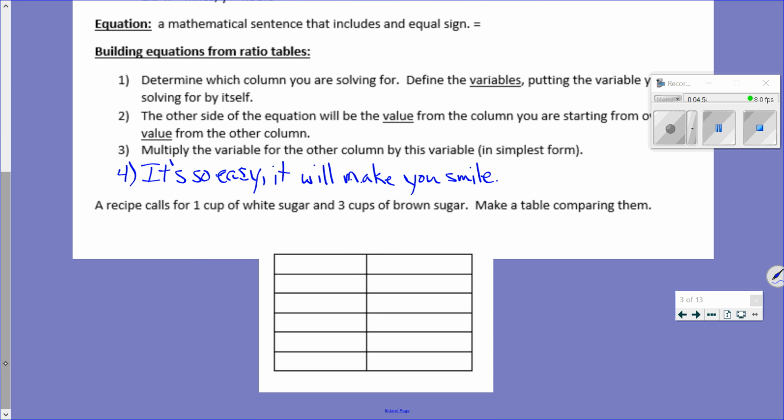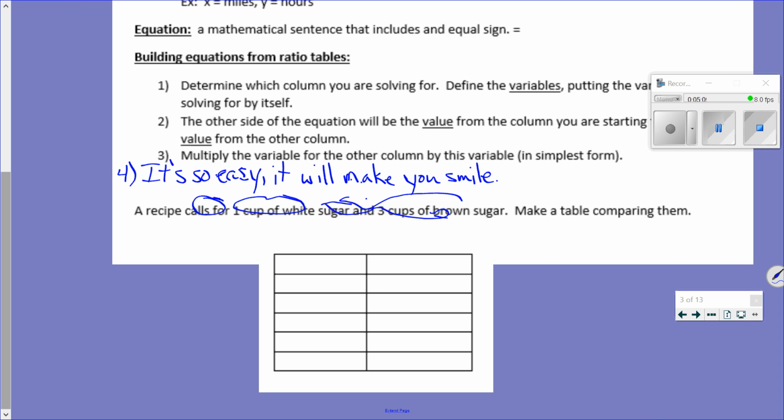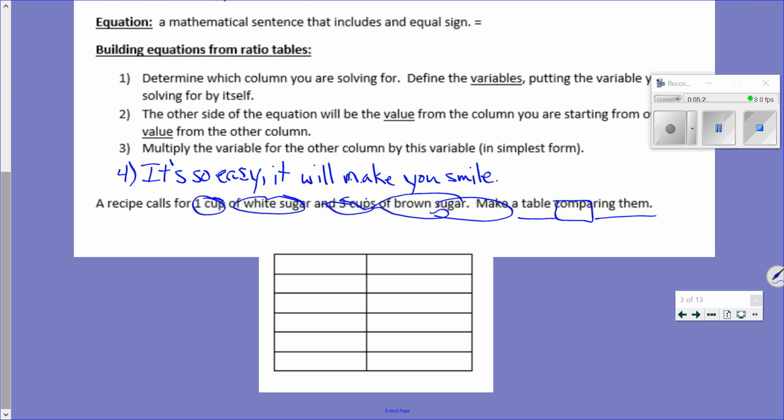So here's an example problem to try to start putting all of this together. A recipe calls for 1 cup of white sugar and 3 cups of brown sugar. Make a table comparing them. So what's our instructions? Make a table. There we go. So what's the first thing we put in our table? Evan? Good. So what's my labels going to be?